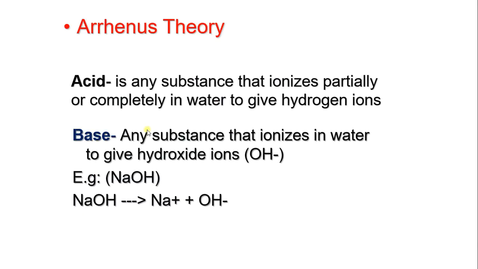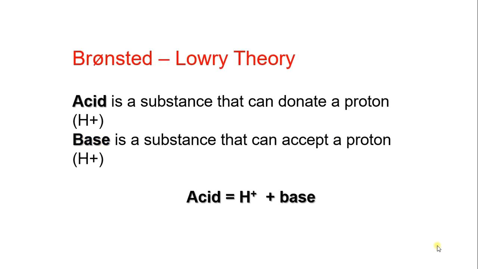In this tutorial we start off with Arrhenius theory. Although this is not very often tested, it's a good starting point. According to Arrhenius, an acid is anything that produces hydrogen ions, H plus ions, sometimes referred to as protons, in solution in water. A base is something that produces OH minus ions.